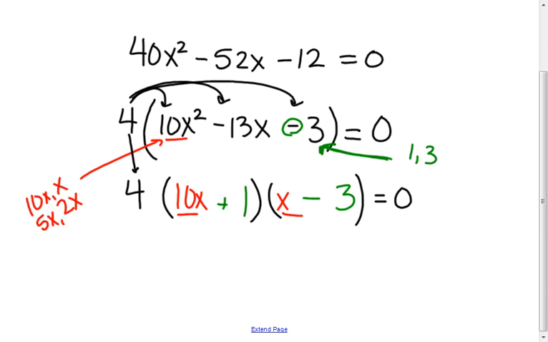I know my fronts are okay, I know my backs are okay, but I need to get that middle negative 13. So if I check it right now, 10x times negative 3 is negative 30x, and 1x times x is x. So that didn't help me. Okay? I could switch the positives and negatives, but that's not going to necessarily help me. So let's switch the 3 and the 1.